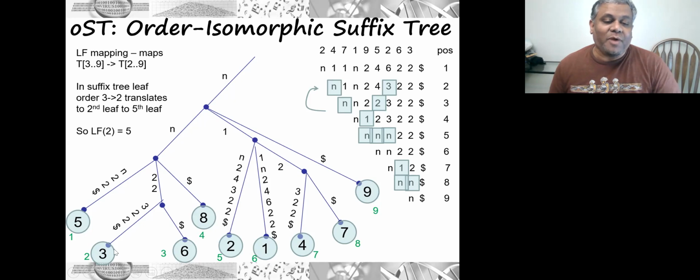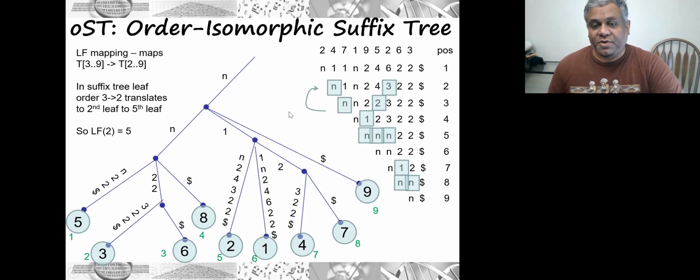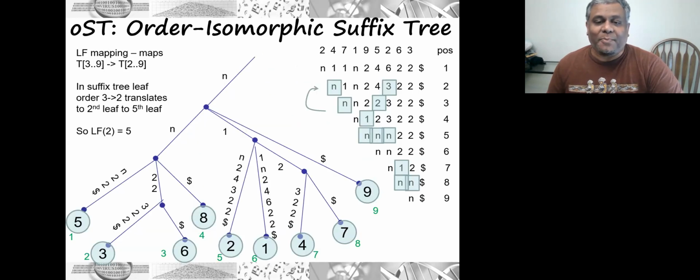So when I write LF mapping, I write in terms of the leaf rank. So this is the second leaf and this is the fifth leaf. So LF of 2 is basically 5. That means LF of the second leaf is the fifth leaf. So basically, when we talk about LF, we are talking about leaf ordering. All right. So having seen this, let's think about what happens in the LF mapping.